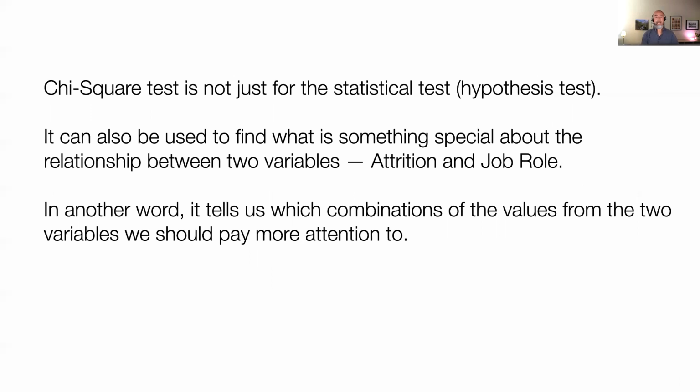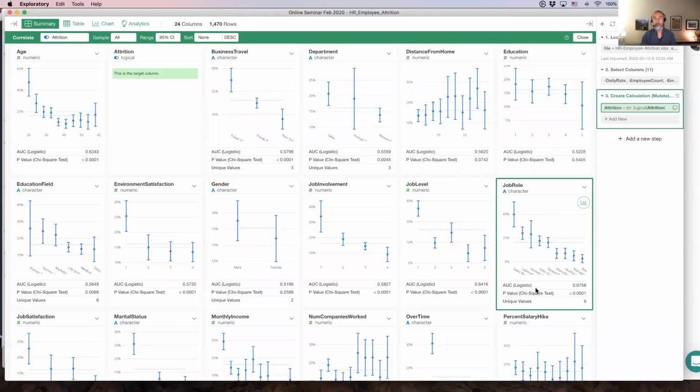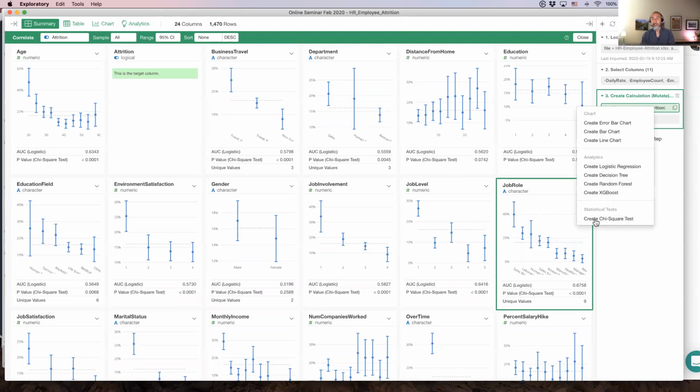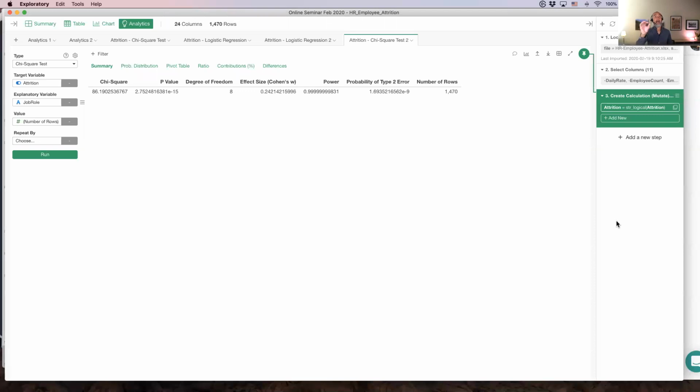So here we are looking at job role, p-value less than 0.001. From here, we can go even further by using this chi-square test. From the column header menu, there are some options, and at the bottom there's Create Chi-Square Test. If you click on this, you can create the chi-square test under the analytics view. The p-value we are looking at is here. It's the same thing we were looking at. Hey, how come this is not 0.00001? Well, because this looks like 2.75, which looks like a big number, but it actually says E minus 15.